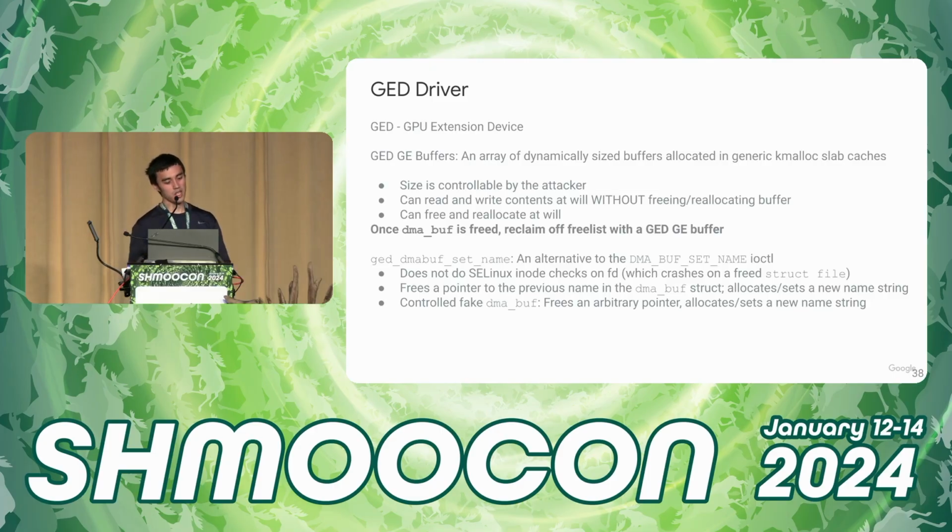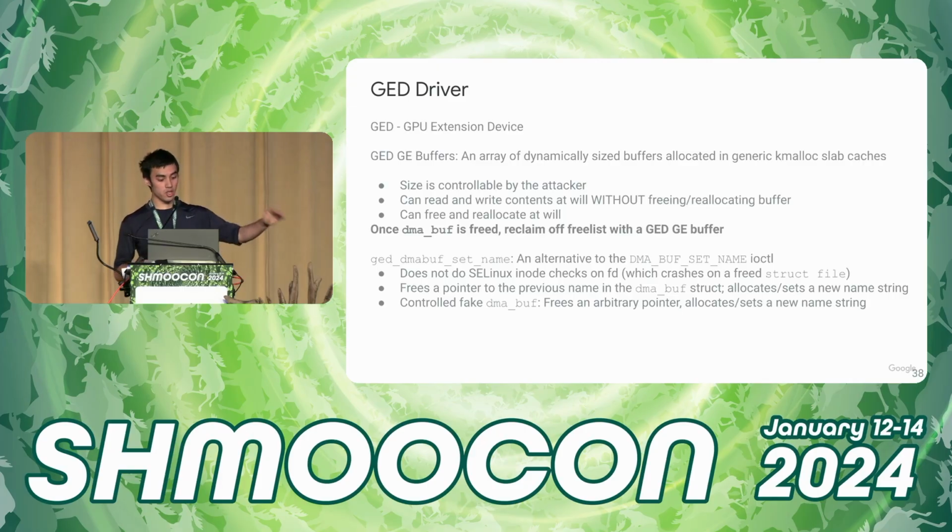It's excellent. So once the DMA buff is freed, I'm going to reclaim it off that free list with a GED GE buffer. So now there's a type confusion. I have a GE buffer pointing to the same memory that someone else thinks is a DMA buff. The GED DMA buff set name is simply an alternative to another known canonical ioctl called the DMA buff set name ioctl. The only real benefit of using this particular call as opposed to the canonical ioctl is that it doesn't do any SELinux inode checks on the file descriptor, because that would crash on a freed struct file, whereas GED DMA buff set name will not.